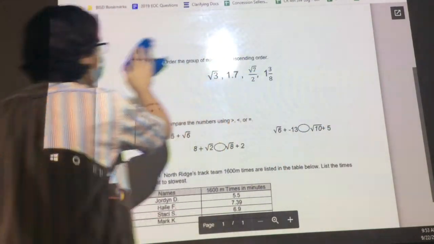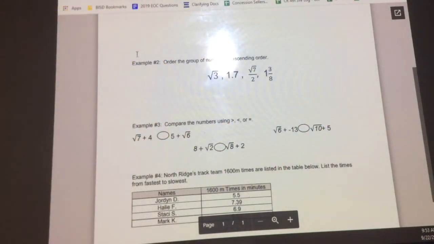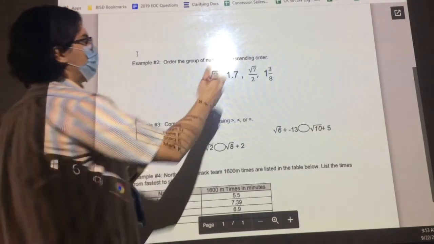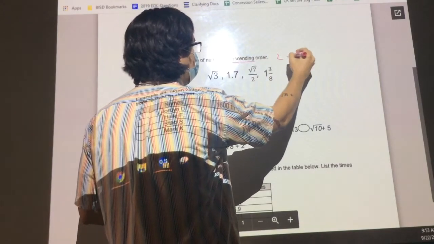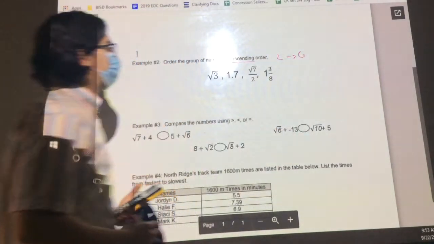All right, so this time it says, order the group of numbers in ascending order. What does ascending mean? I know you guys talk about that in 6th grade. What does the word ascending mean? Least to greatest, right? We're getting bigger as we go on. So ascending is going to mean least to greatest.